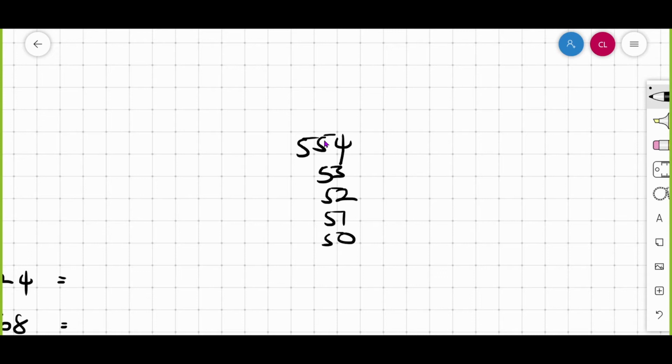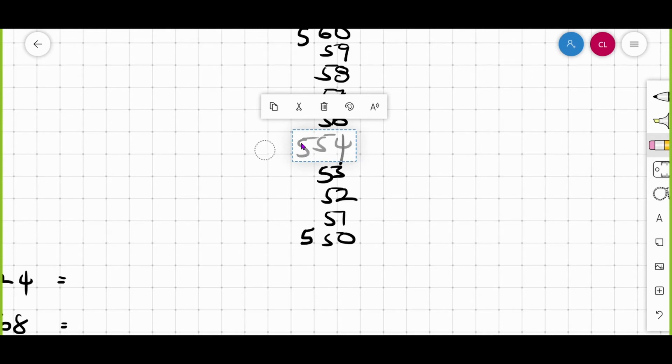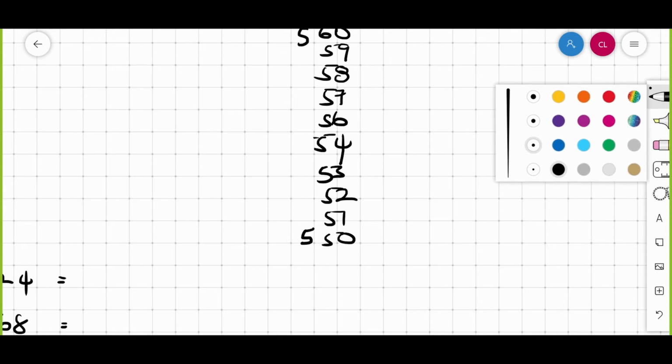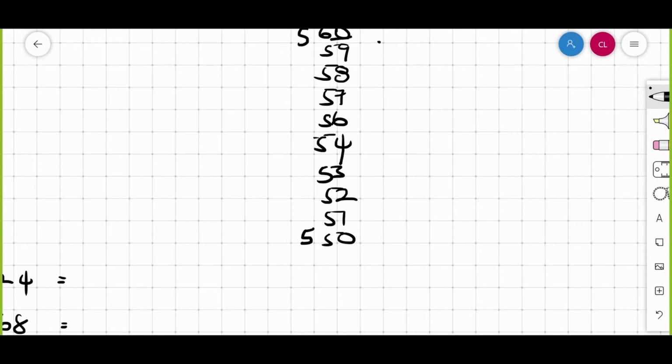All right. Yes, sir. This is 550. And then we have 56, 57, 58, 59, and then we have 560. Okay. All right. So let me make this all the same. Let's rub this part out. So here we have now the upper limit, the upper 10 being the 560. And the lower 10 being the 550.